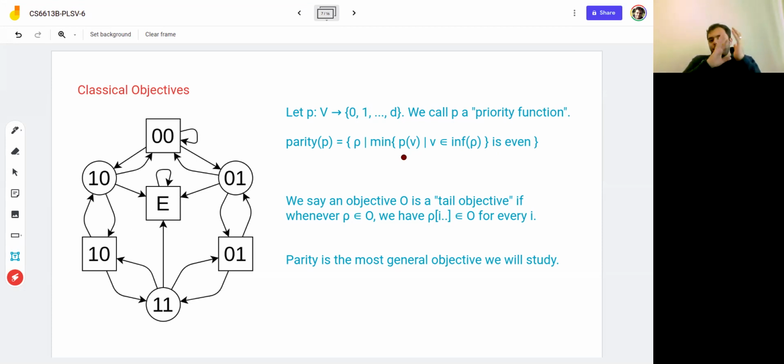And actually, parity is the most general objective that we will study. Let's actually try to prove this first. So can you show that Buki and Kobuki are special cases of parity?